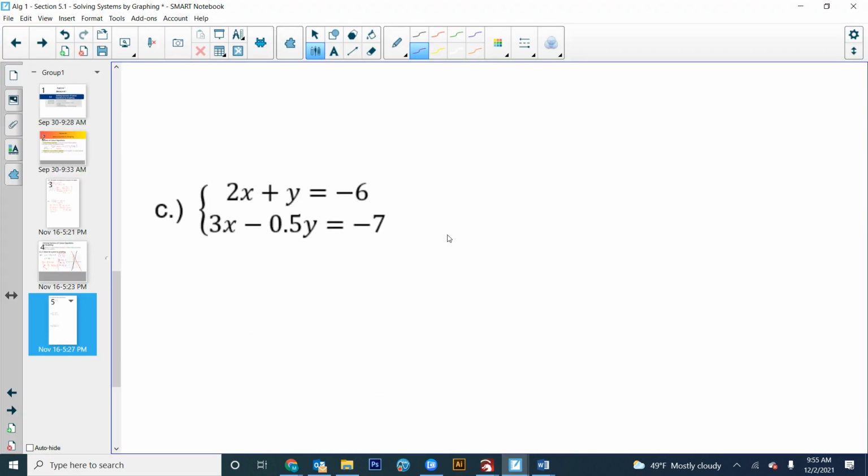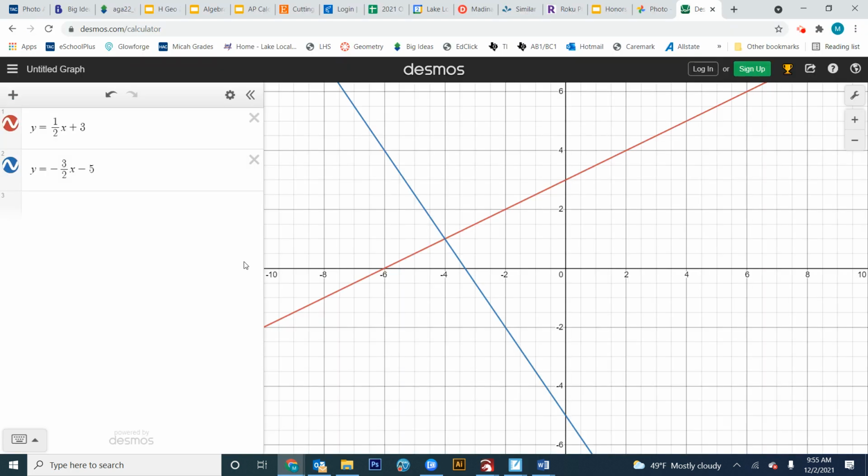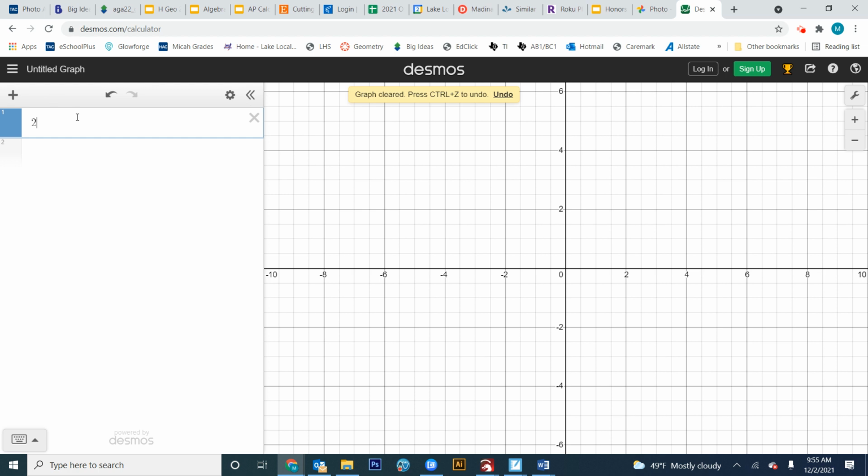Last one. Do you think we could type it in like this? 2x plus y equals negative 6? Let's try it. 2x plus y equals negative 6. Nice.